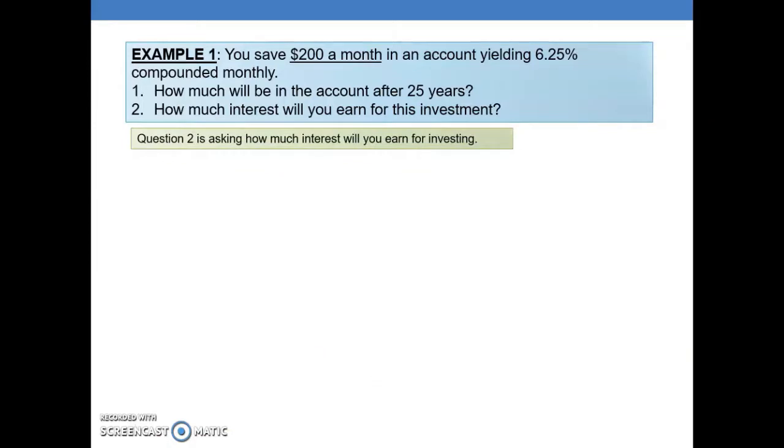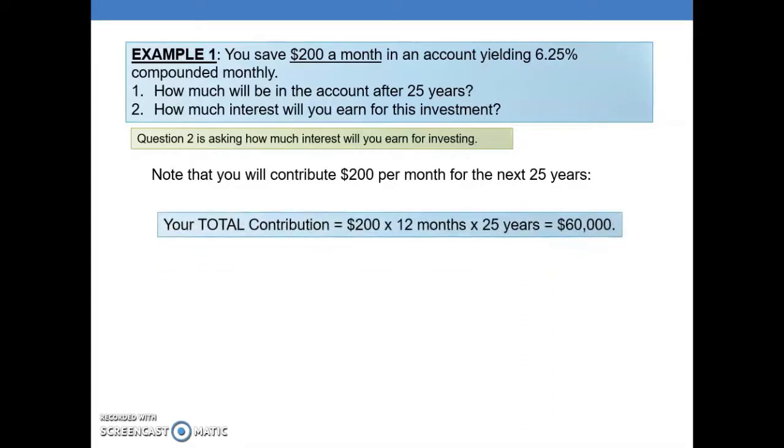So just like last week, whenever you calculate the interest, you have to figure out how much is out of your pocket. So in this example, you will contribute $200 per month for the next 25 years. So I will take the 200, multiply that by 12 because there are 12 months in a year, and then multiply that by 25 because I plan to contribute for 25 years. If I do the math correctly, it comes out to $60,000.